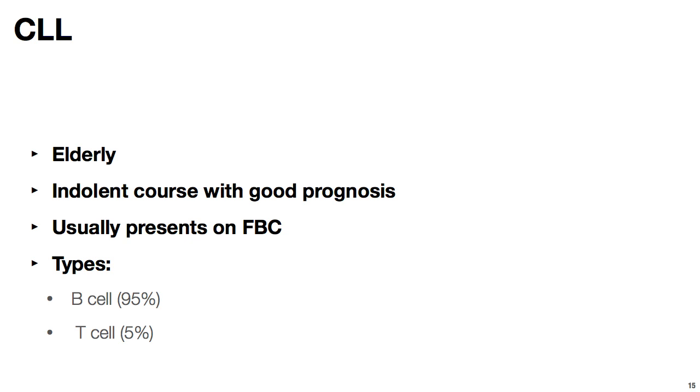Typically, CLL presents over 60 years and is twice as common in men as in women. It is usually diagnosed based upon an incidental finding on a blood panel. And it has a very characteristic pathophysiology.